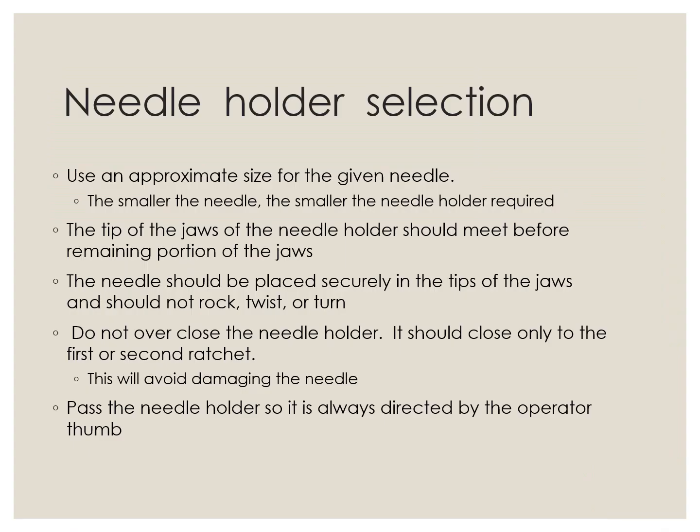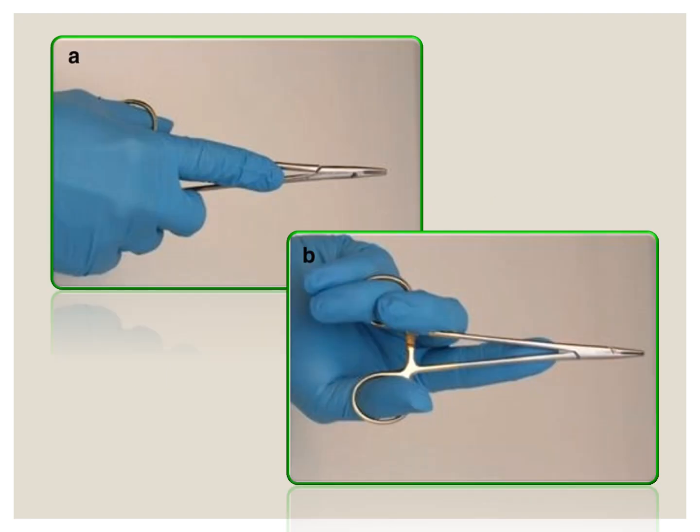Needle holder selection. Use an appropriate size for the given needle. The smaller the needle, the smaller the needle holder required. The tip of the jaw of the needle holder should meet before the remaining portion of the jaws. The needle should be placed securely in the tip of the jaws and should not rock, twist or turn. Do not overclose the needle holder. It should close only to the first or second ratchet. This will avoid damaging the needle. Pass the needle holder so it is always directed by the operator's thumb. So this is the ideal position for a needle holder to be held.